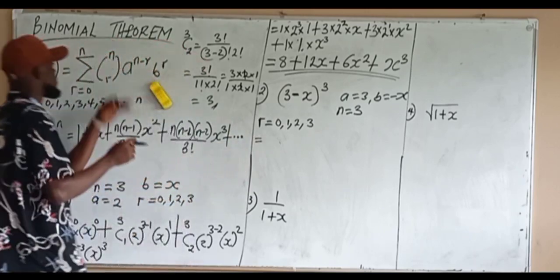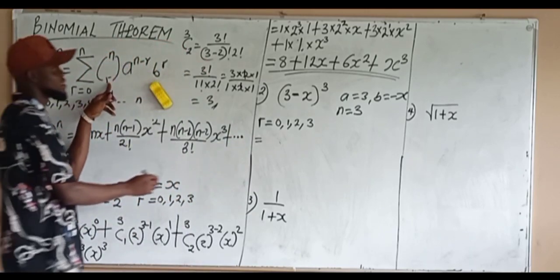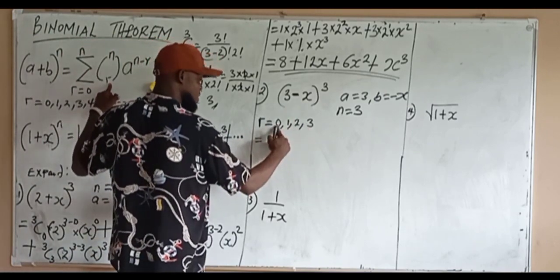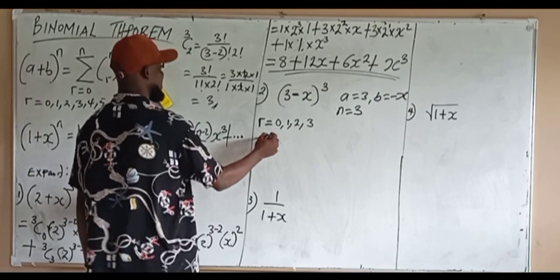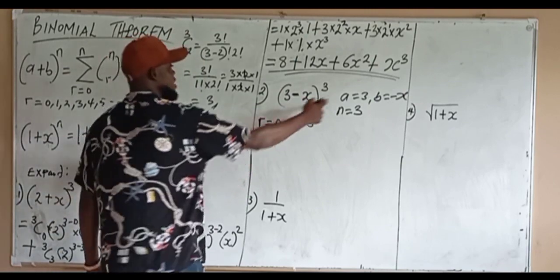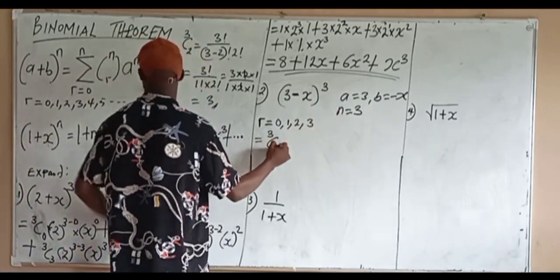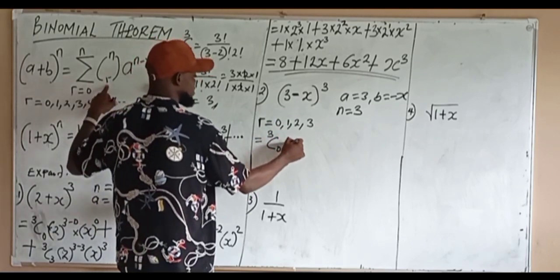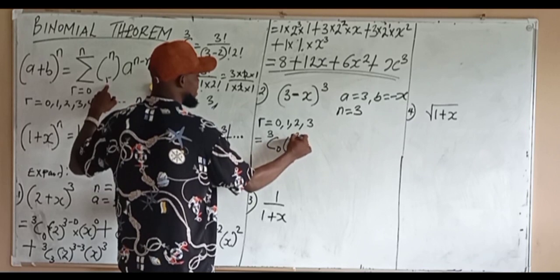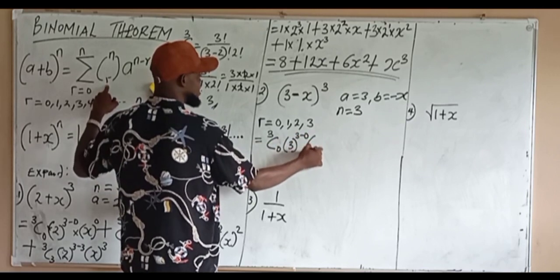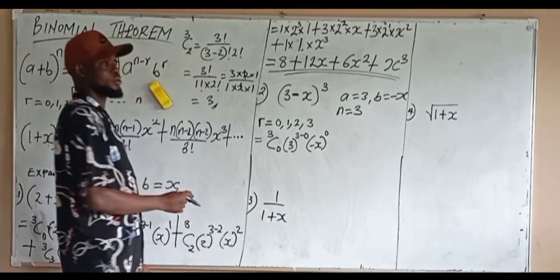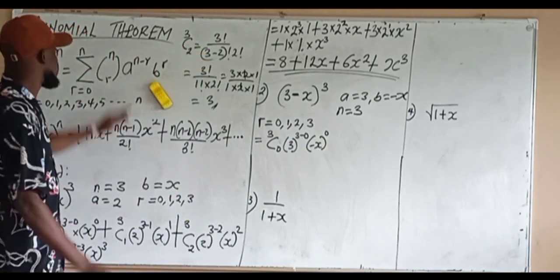Now for this formula, n combination r first. Now r is 0, 1, 2, 3. We're going to take r as 0. Now r is equal to 0. We will have n combination r, that is n is 3, combination r, and r is equal to 0, from 0 here. Then times a, which is 3, to the power n minus r. Then times b, minus x, to the power r, which is 0.